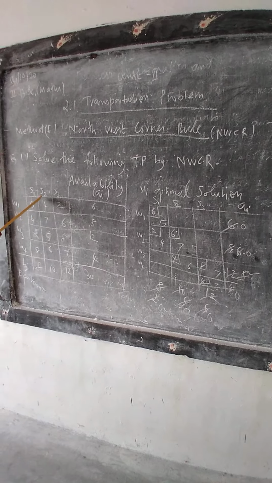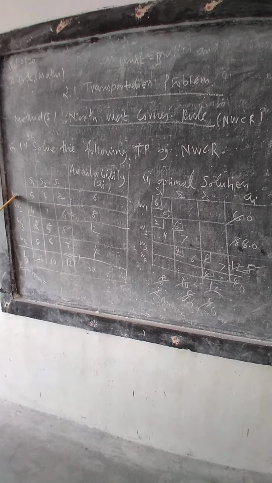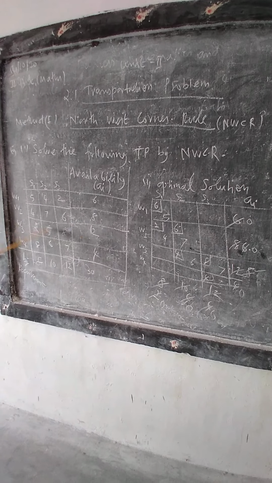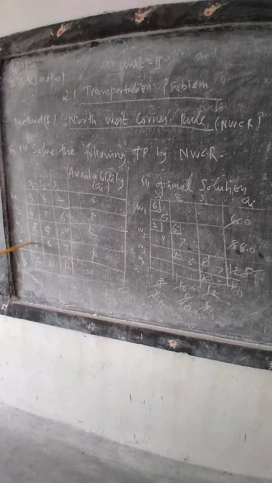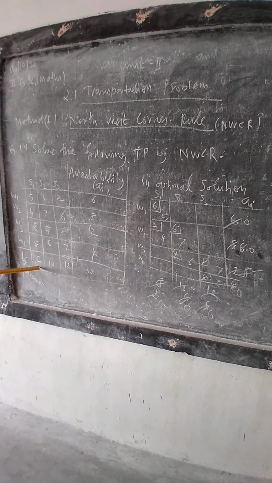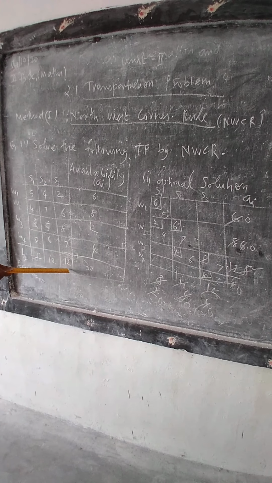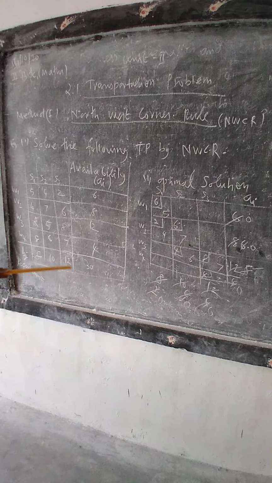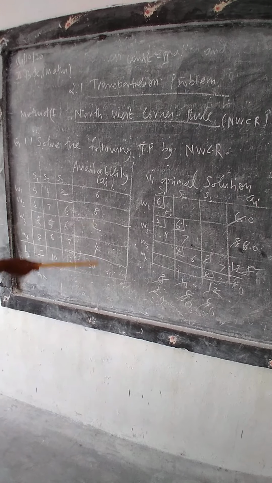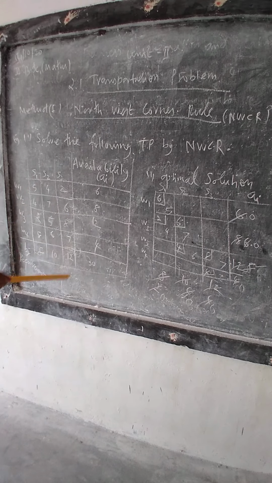Can you recall that? There are 4 warehouses. Warehouse 1 availability 6, warehouse 2 availability 8, warehouse 3 availability 12, warehouse 4 availability 4. Store 1 requirement is 6, store 2 requirement is 10, store 3 requirement is 12. The requirement and the availability should be equal in total, then only we can proceed further. That is called the balanced transportation problem.